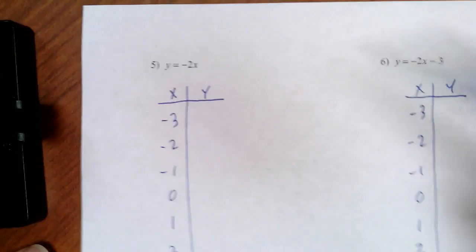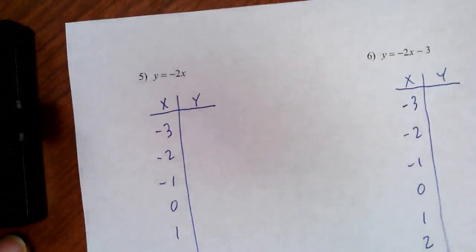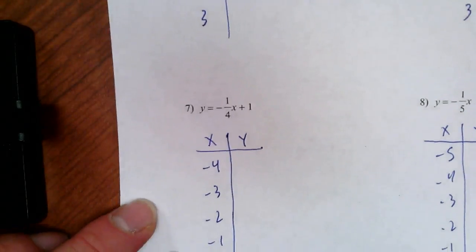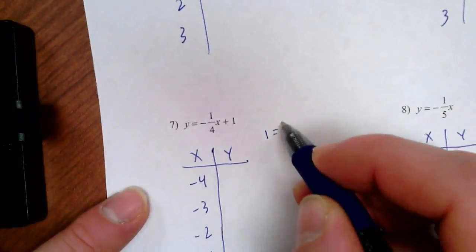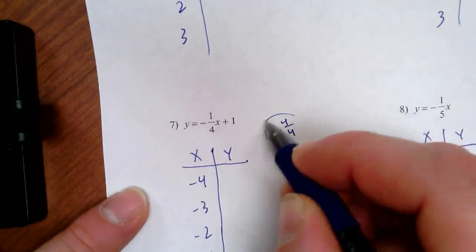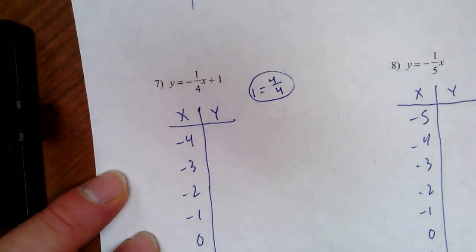Again, just remember, negative times a negative is a positive. Here, again, negative times a negative is a positive. Over here, 1/4. All right, remember that 1 equals 4/4. So I'll do just a couple of these for you.